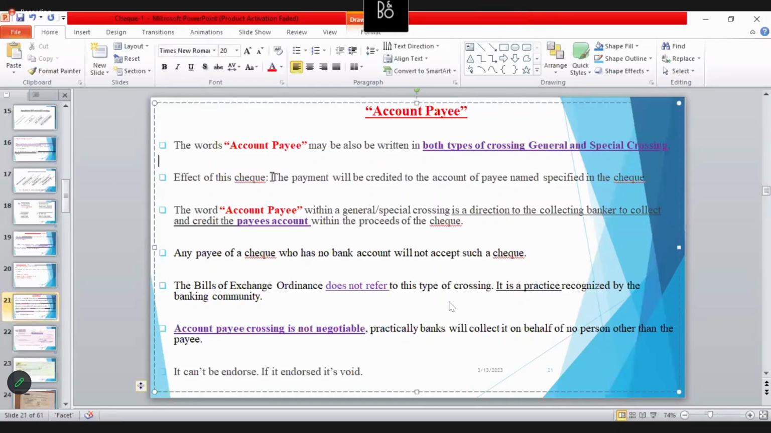Effect of this check. If you are receiving a check which has mentioned account payee only, then what is the understanding you have about the check? The answer is the payment will be credited to the account of the payee named specified in the check. If you are receiving an account payee check, then that means that the payment will be credited to the account of the payee named specified in the check. Right? See the check.